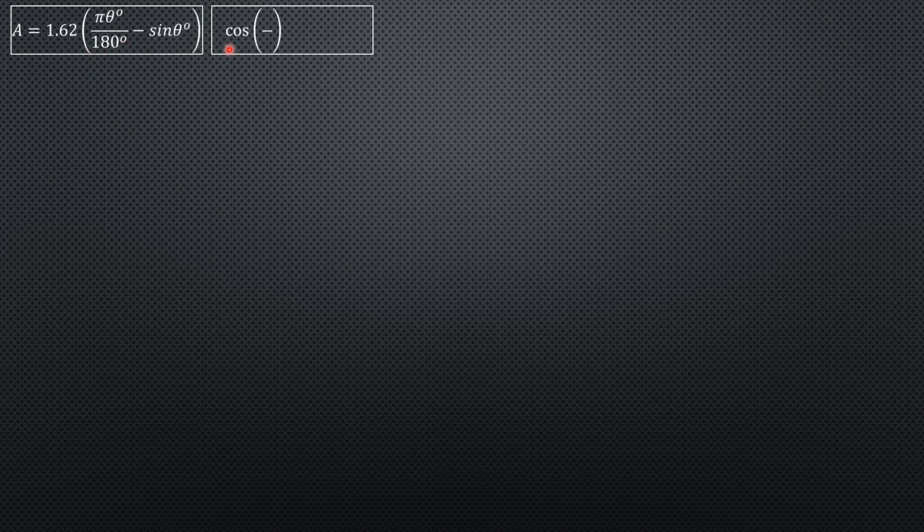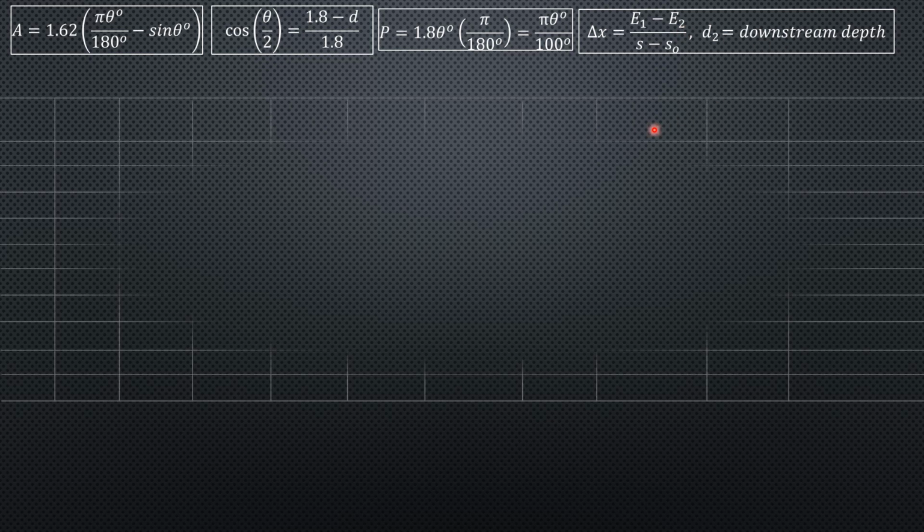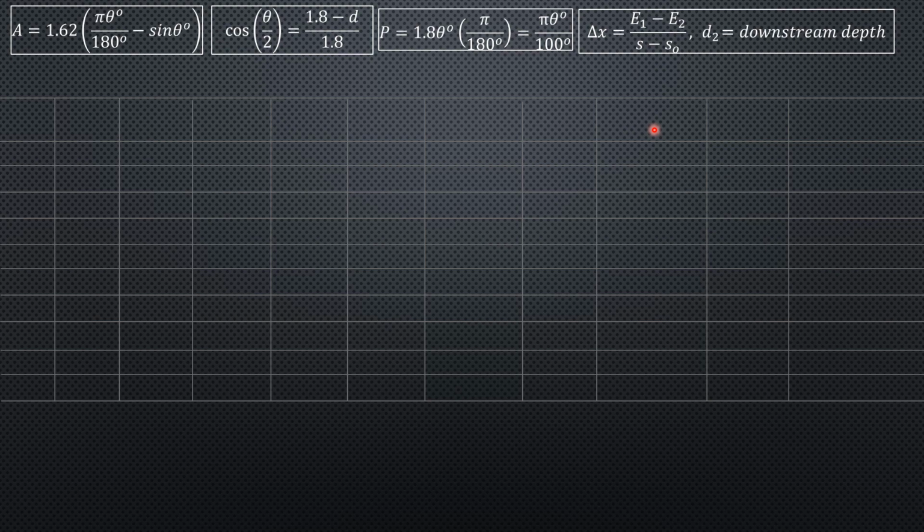So that's the area. This is cosine theta over 2, (1.8 minus d) over 1.8. Perimeter, 1.8 theta degrees times pi over 180, or pi theta over 100. Then delta x for computing distance: specific energy at 1 minus specific energy at 2, over S minus S0, where the depth at 2 is treated as the downstream depth. And let's tabulate everything that is necessary here.